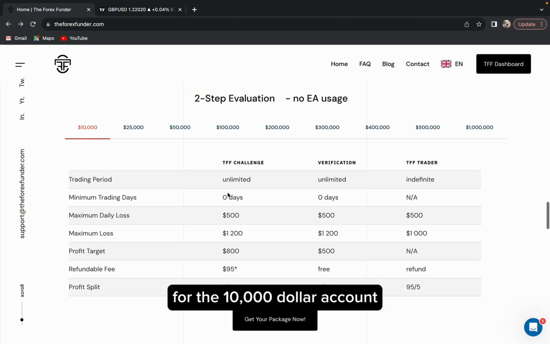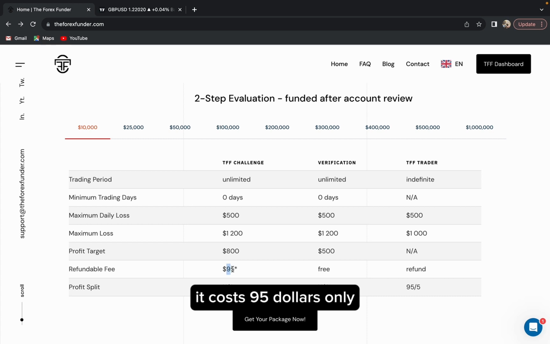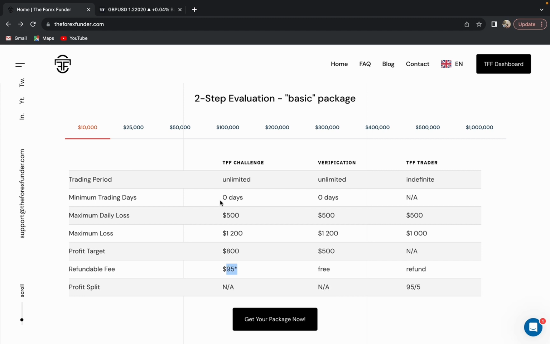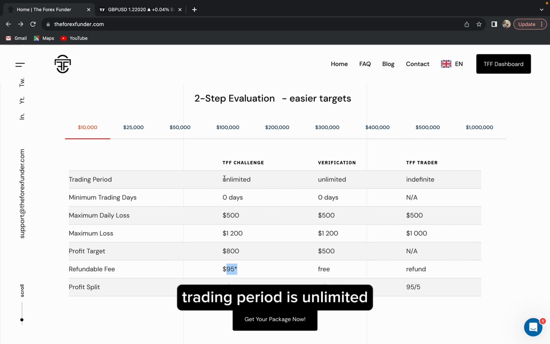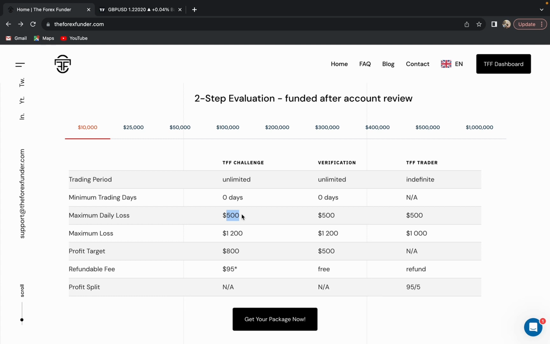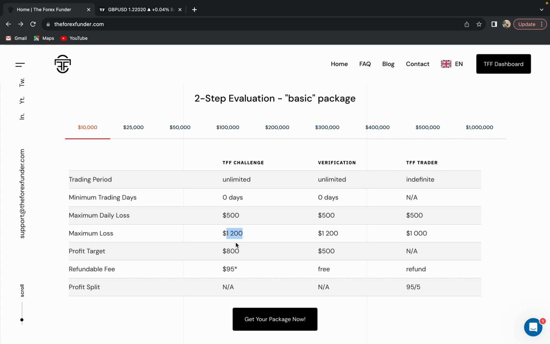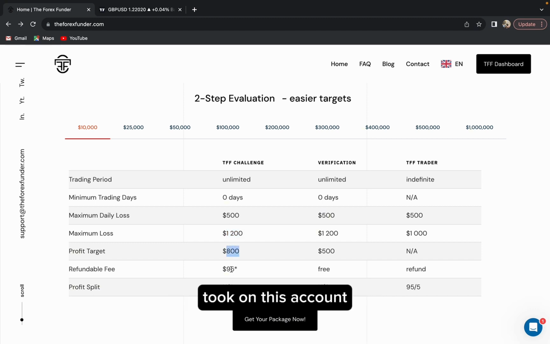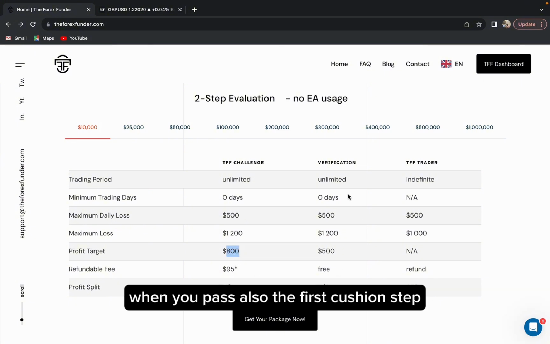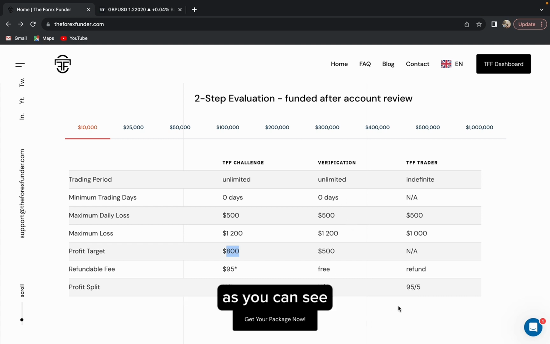For the $10,000 account, it costs $95 only. You can see, don't blow up your $95. Get an account. You see, traders, the trading period is unlimited. Minimum trading days is 0, as you can see. Maximum daily loss is $500. Maximum loss is $1,000 to $1,200, and the profit target here is only $800, as you can see. Take on this account, make this $800. You get back this money when you pass the verification step also, as you can see.